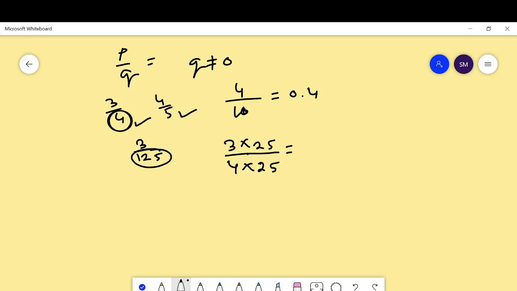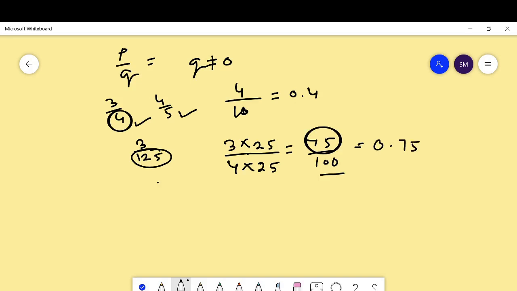Now this is 3 upon 4, this is 75 upon 100. 75 upon 100 can be converted into decimals. Here the denominator has how many zeros? 2 zeros. Then we require 2 numbers after the decimal. This is 75, then this is written as 0.75.